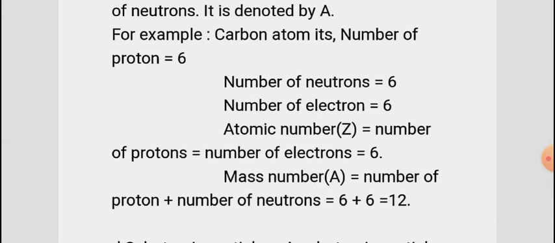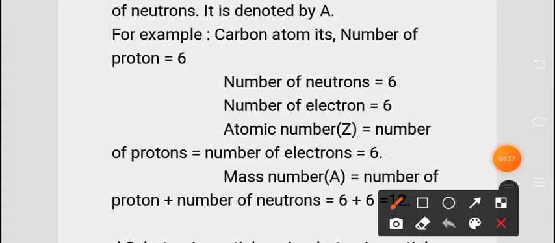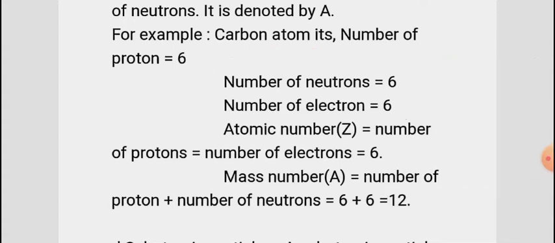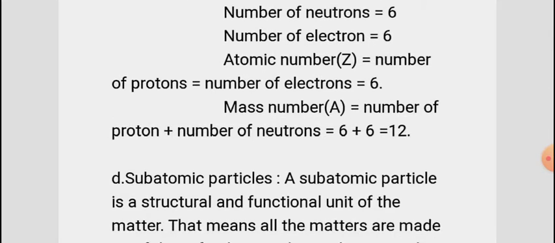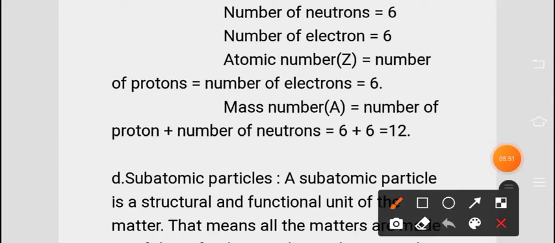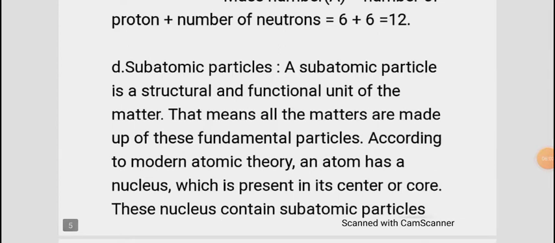Now here is an example. We are taking an example of carbon. The number of protons present in carbon is 6, the number of neutrons is 6, and the number of electrons is 6. The number of protons in an element gives us the number of electrons present in it. Both are equal, which is 6. Mass number is nothing but the number of protons plus the number of neutrons, 6 plus 6, which gives 12.